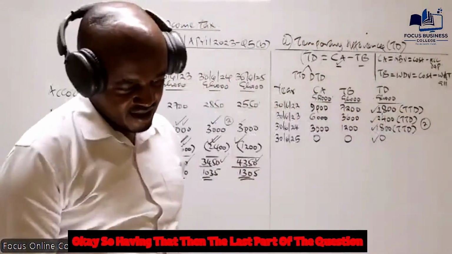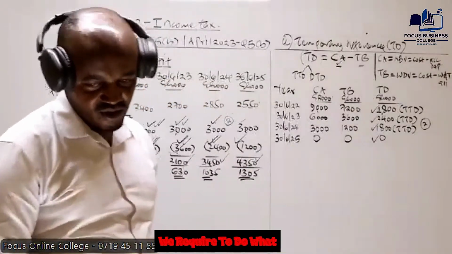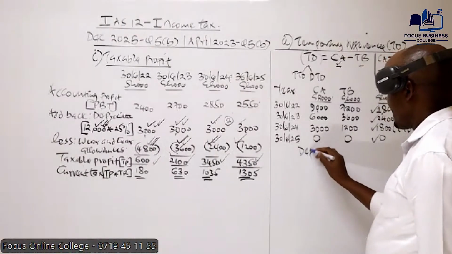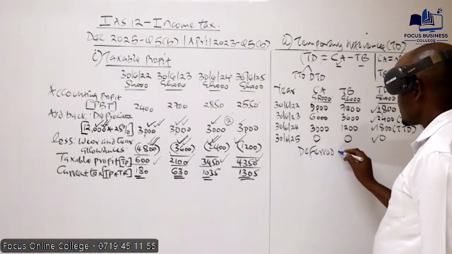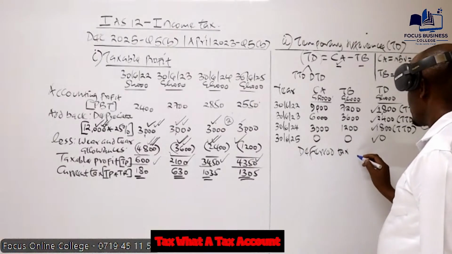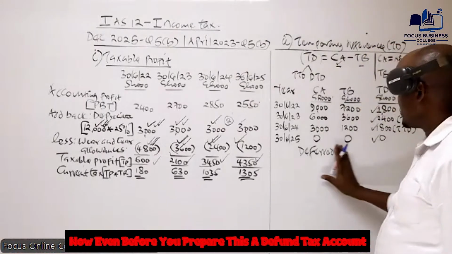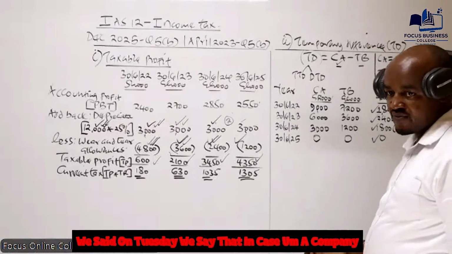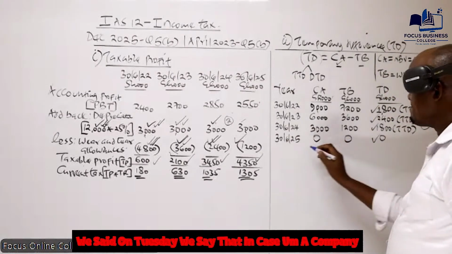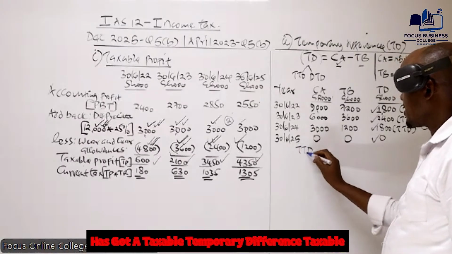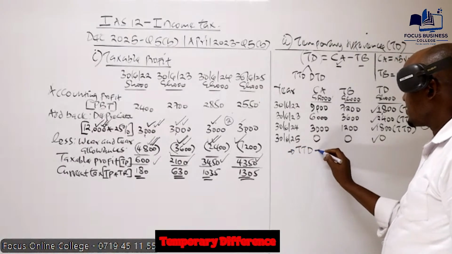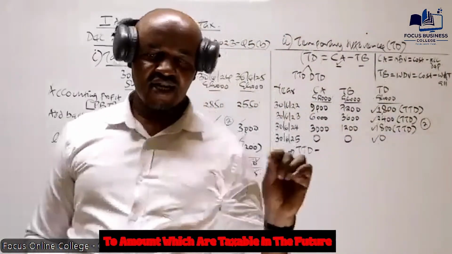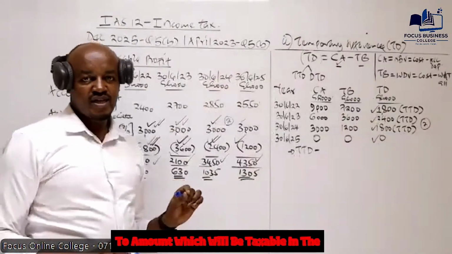Okay, so having that, then the last part of the question, we are required to prepare the deferred tax account. Now, even before you prepare this deferred tax account, remember what we said on Tuesday. We say that in case a company has got a taxable temporary difference, a taxable temporary difference gives rise to amounts which will be taxable in the future.